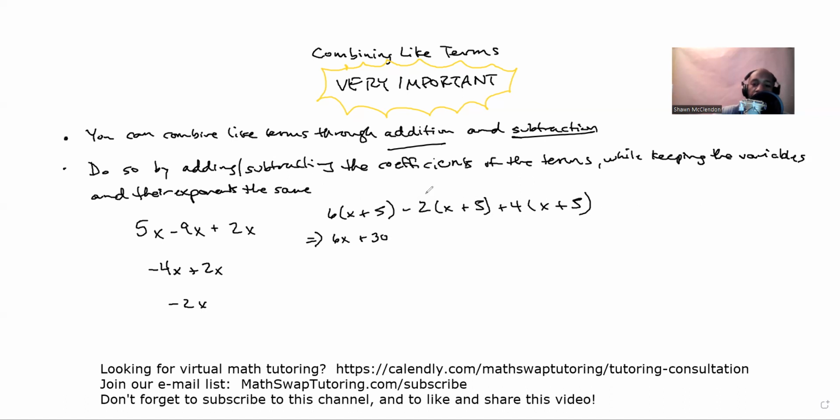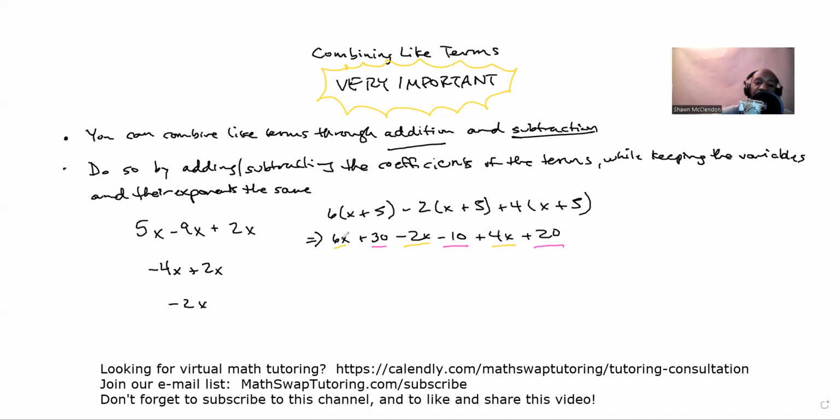And then we're going to do the distributive property here. So that's going to be negative 2 times x. So minus 2x, negative 2 times 5 is a minus 10. Then distributive here, plus 4x, and then times here, plus 20. All right, so let's identify our like terms here. So 6x, negative 2x, and 4x are like terms. And then 30, negative 10, and 20 are like terms. So we're going to combine those that way. All right, here we go.